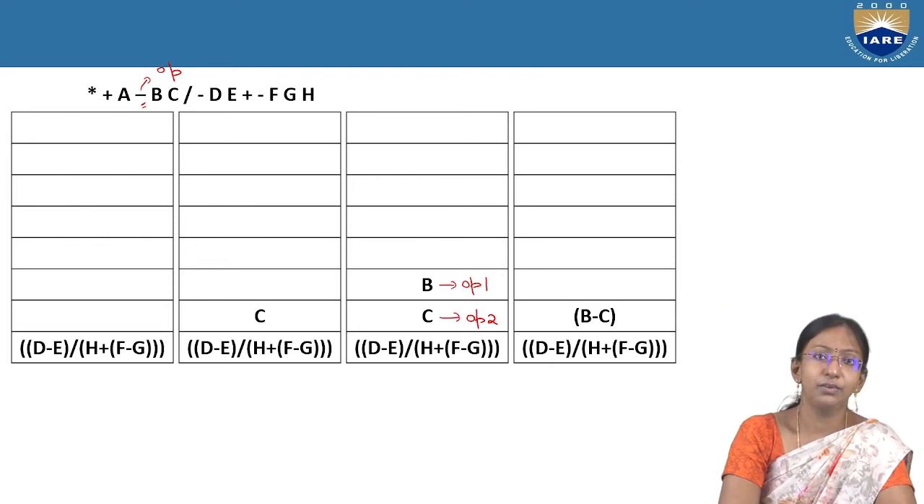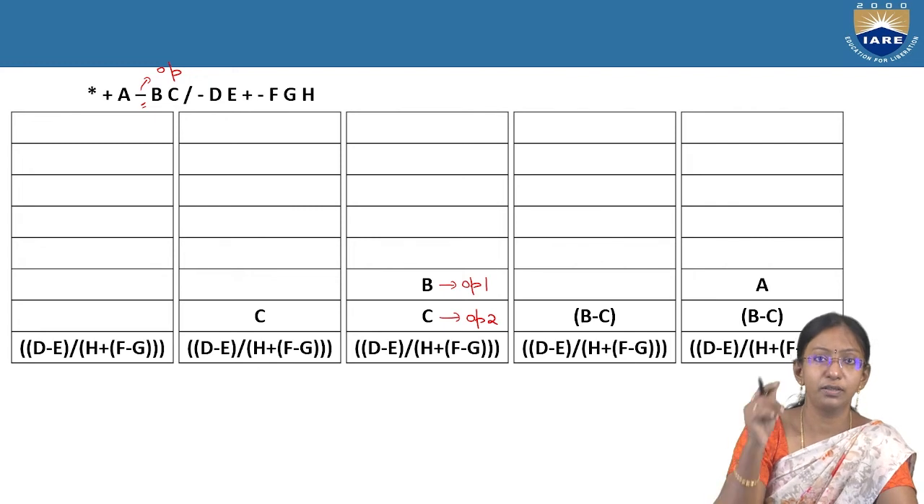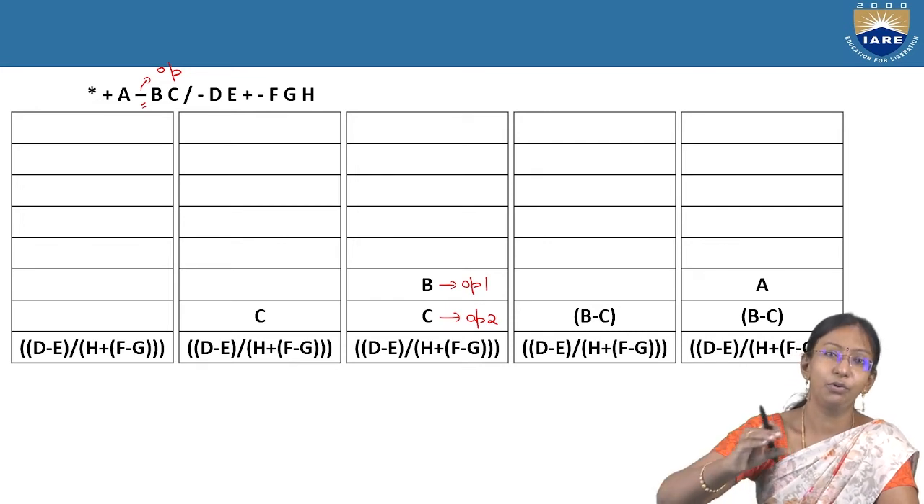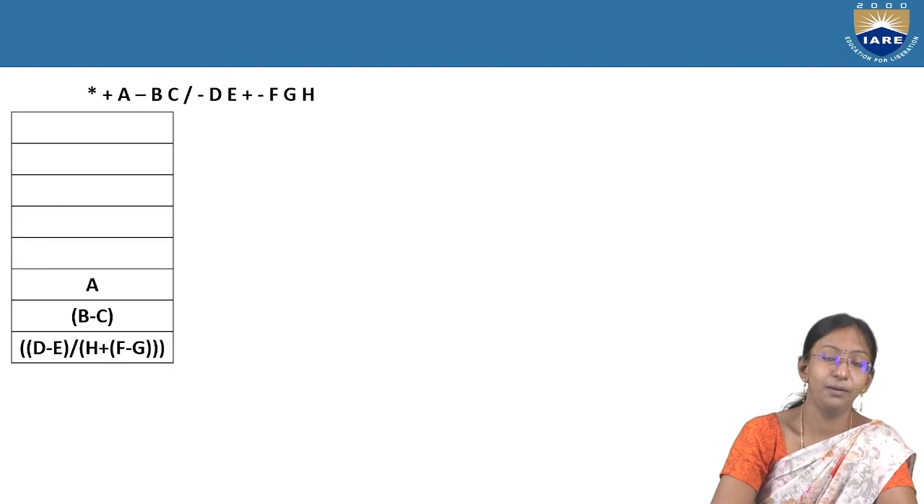The next character that you are going to encounter is an operand, so push it into the stack. Now you can see that A is on top of the stack. B minus C is next to it. I'm going to carry forward the current status of the stack to the next slide.